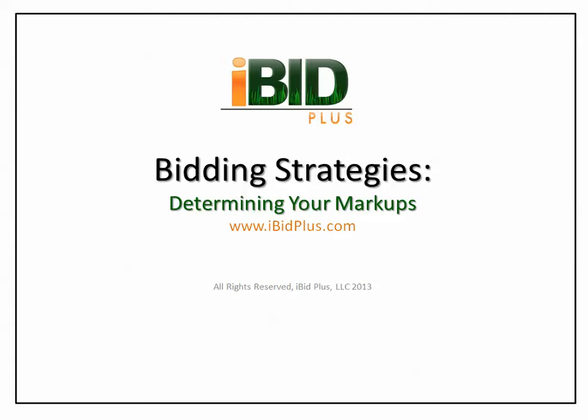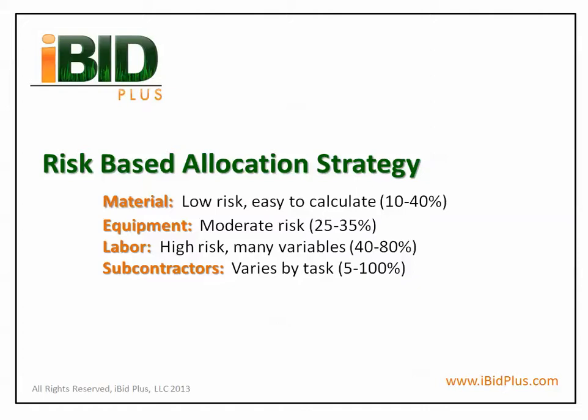The next video in the iBid Plus bid methodology series covers bidding strategies in determining your company's markups. The risk-based allocation strategy is the best method to use to recover your overhead. This is because instead of applying a fixed markup to all items, it allocates overhead based on risk.